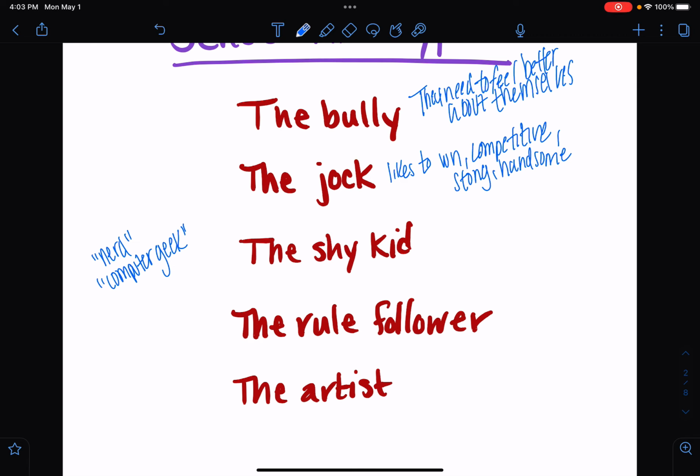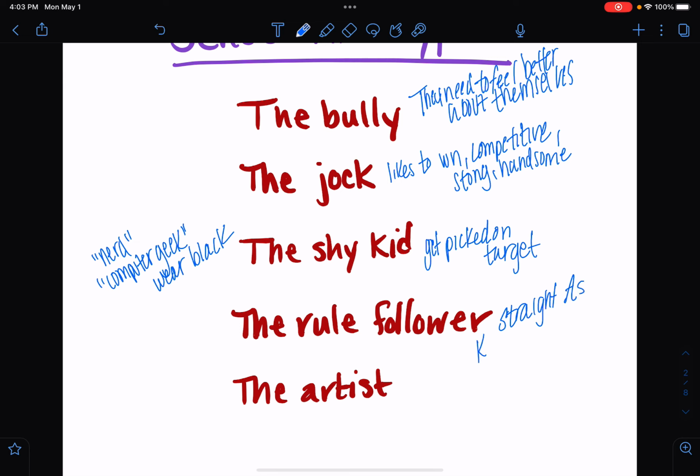Anyway, so the shy kid, oh my goodness, I just dropped my Apple Pencil literally far, far away from me. I'm so sorry, you guys. Okay, there it is.